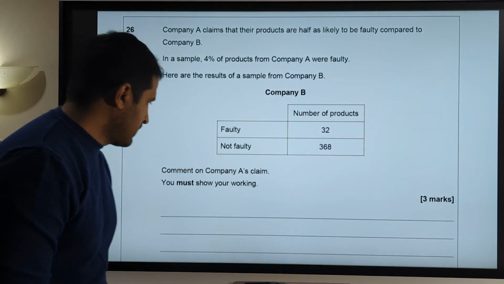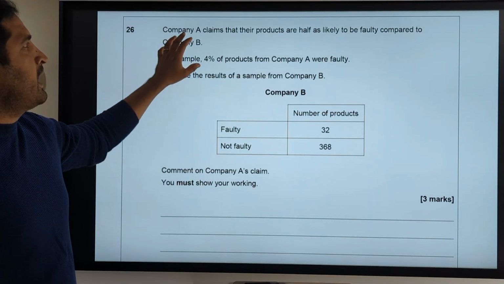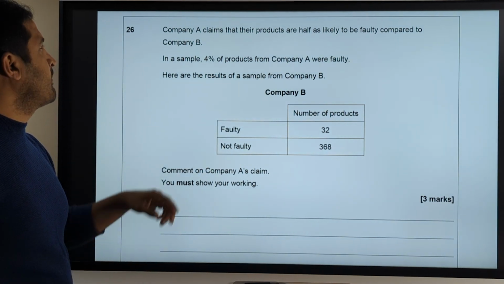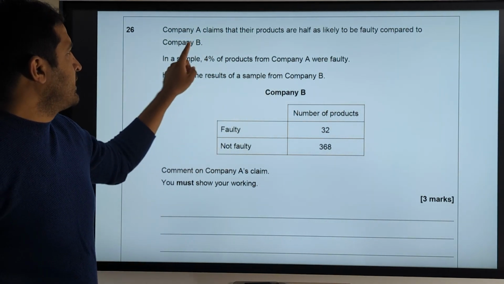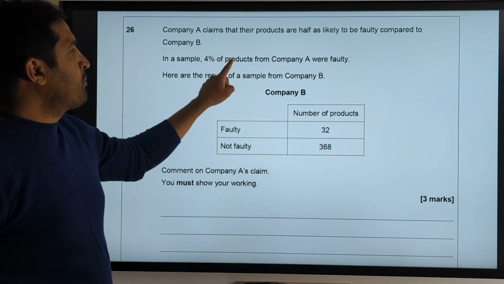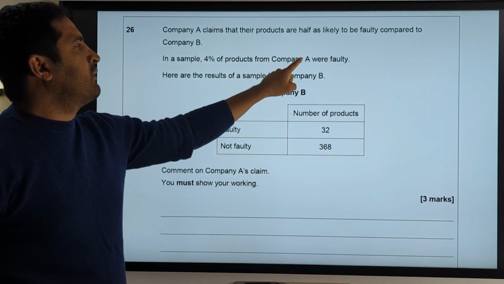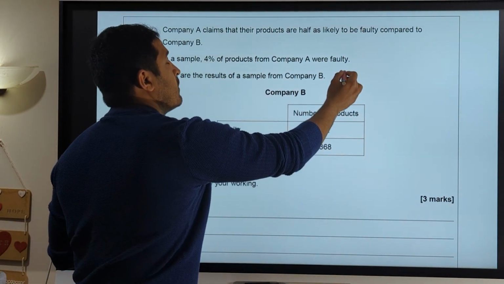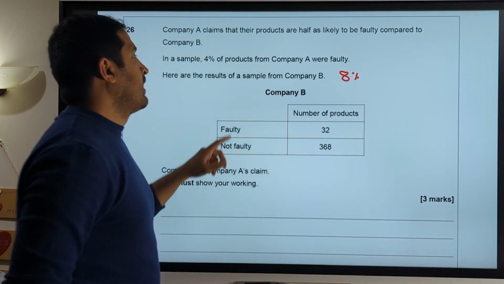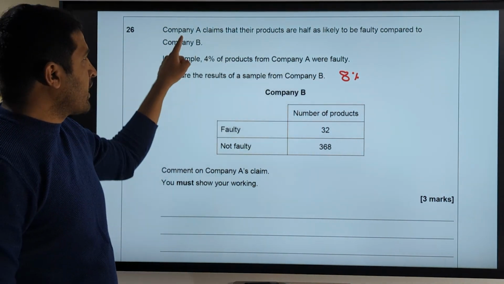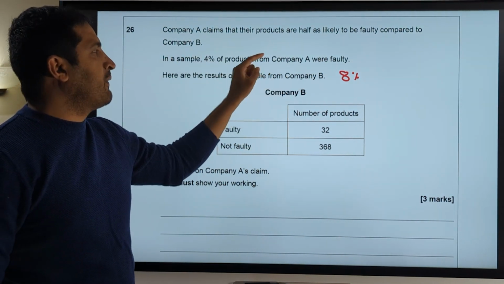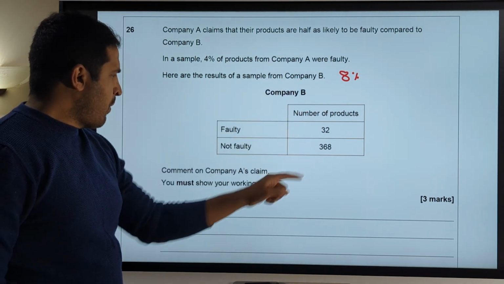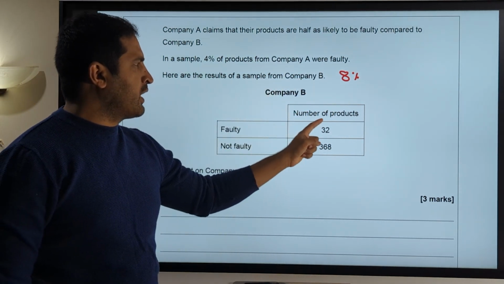The last question, I think. Company A claims their products are half as likely to be faulty compared to company B. So they're saying, in the sample, 4% of the products are faulty for company A. So A has 4% faulty. So we need to look for it. Company B should have 8% if company A claims they are half as likely to be faulty as B. So let's work out what percentage of company B products are faulty.